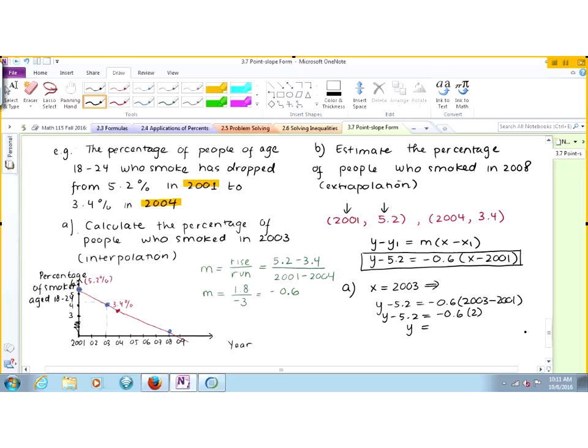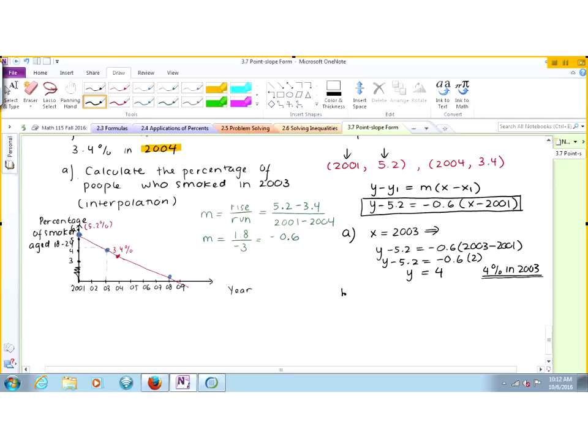So Y minus 5.2 equals negative 1.2, so you add 5.2 to both sides. So 4? Yes. Okay, so how many percent? 4% in 2003. Okay, so you expect that there are 4% of people aged 18 to 24 who smoke.